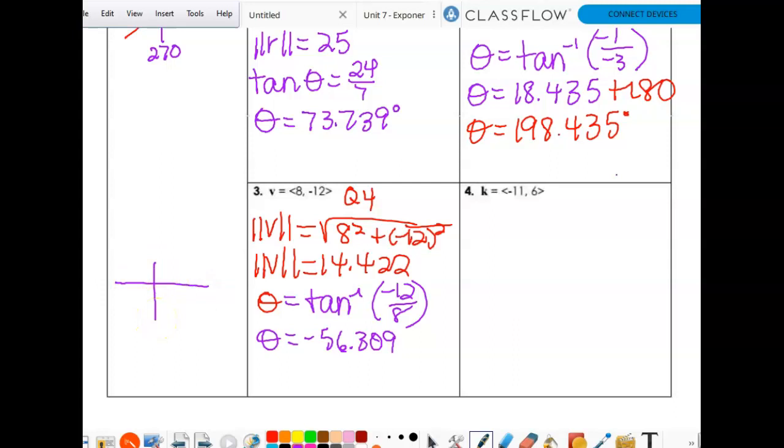So -56.309, which way does that go? Up or down? Is negative up or is negative down? Down. So it's here. This is my negative. But I want a positive answer. So if this is negative, how much do I have to add to go all the way around to make it positive? 360, because it's a whole circle. So the theta is 303.69.